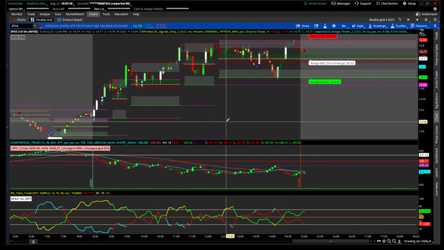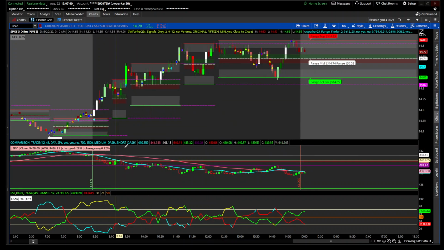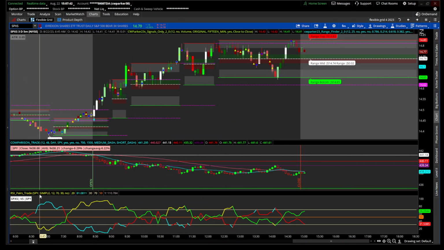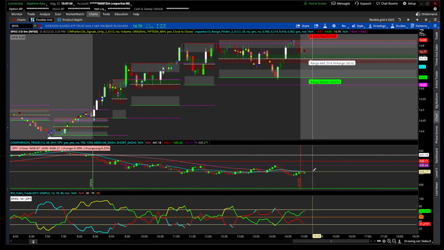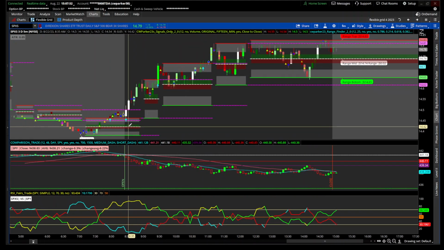And this is pretty much the end of the video. This is SPX, and this is the RSI pair trade indicator. This is a comparison trade indicator. It basically gives you another chart to look at if you're trying to short.